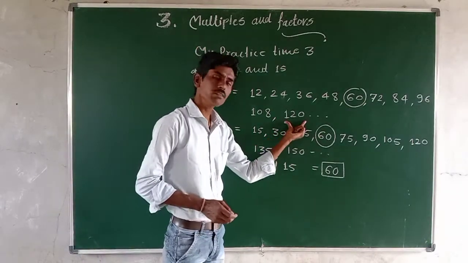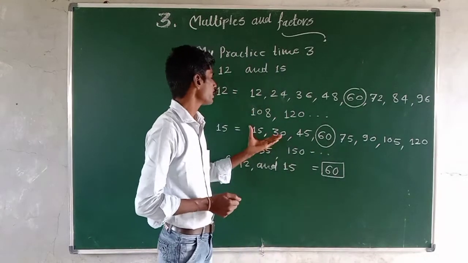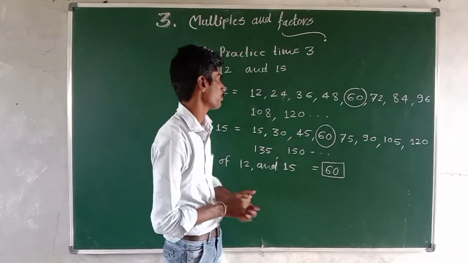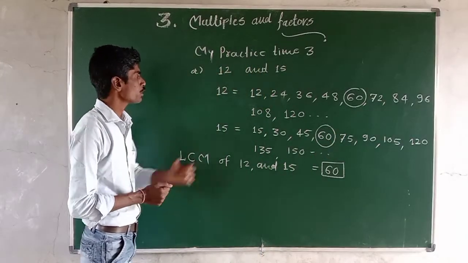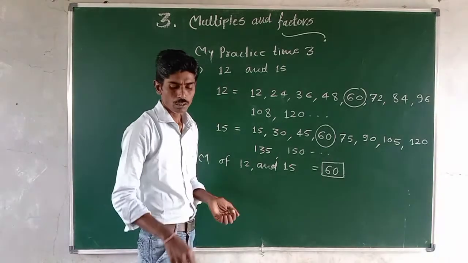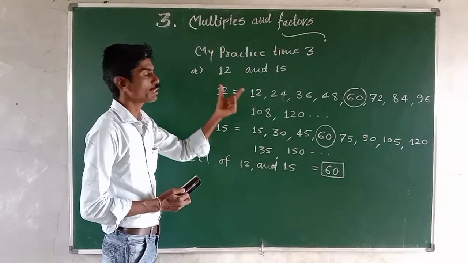120 is also present in both, but it is not the least. It is greater, not smaller. So 60 is the smallest or least common multiple of 12 and 15. In this way we can find the LCM by the multiples method.